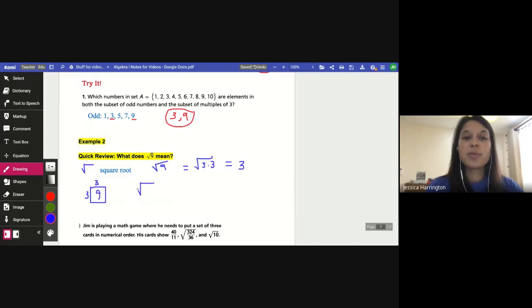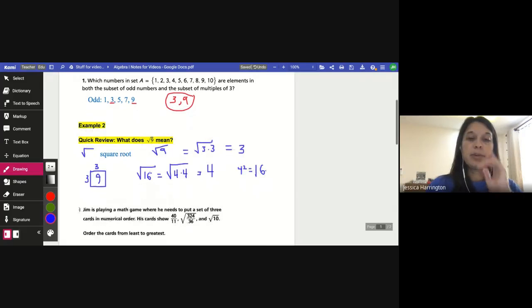So what if I do the square root of 16? I start thinking to myself, well, what number times itself gives me 16? Oh, well, I know 4 times 4 gives me 16, right? So I know the square root of 16 is 4. The square root is the opposite of squaring a number, right? Because if you wanted to square a number, you would write 4 squared equals 16. So the square root is just going backwards. You're starting with a 16 and getting 4.